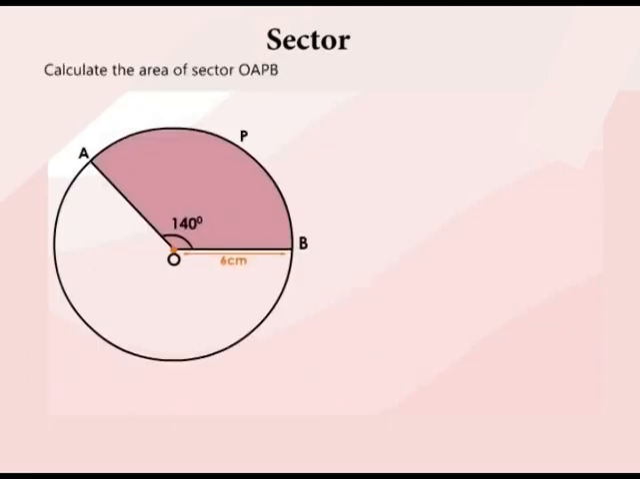For example, given a circle of radius 6 centimeters and a central angle of 140 degrees, we can find the area of the sector OAPB. Area is equal to theta over 360 times pi r squared. That is equal to 140 over 360 times 22 over 7 times 6 times 6. And so we remain with 22 times 2, which is equal to 44 centimeters squared.